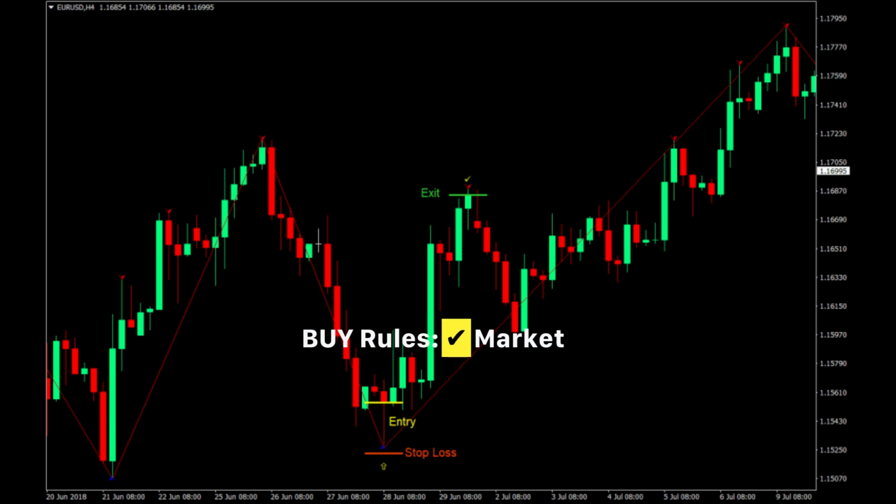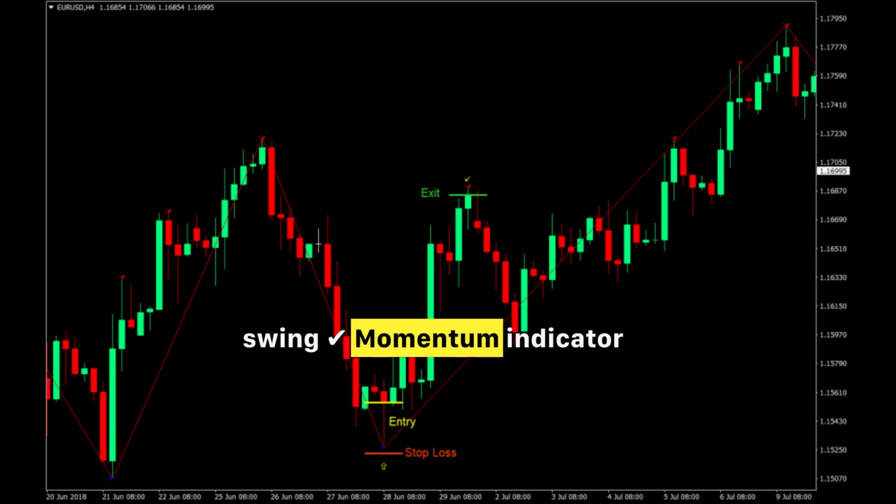Buy rules. Market is bullish. Price is trading above the EMA trend filter. ZigZag forms a higher low swing, and a momentum indicator like MACD turns bullish. Enter a buy when the current candle closes above the recent swing high.